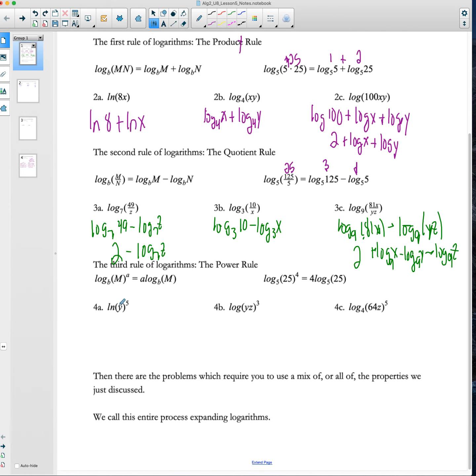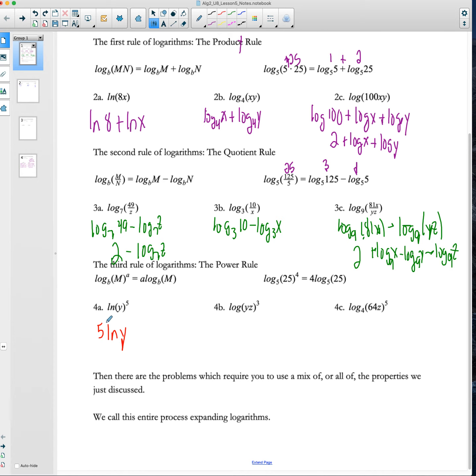So let's look at 4a. We have the natural log of y to the 5th. Natural log of y to the 5th. So that means I can take this power and I can bring it out front. So I can do 5 times the natural log of y. And there's nothing else I can do, nothing else that you can simplify. Now, once again, we're looking for just the argument to be raised to a power, not the entire thing.